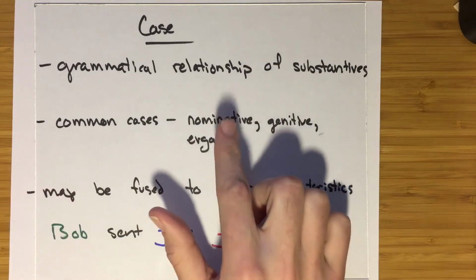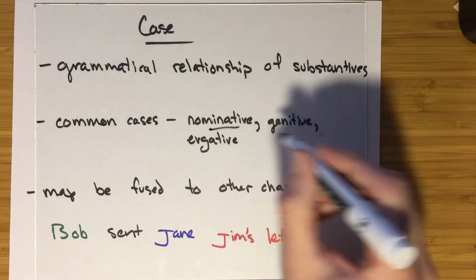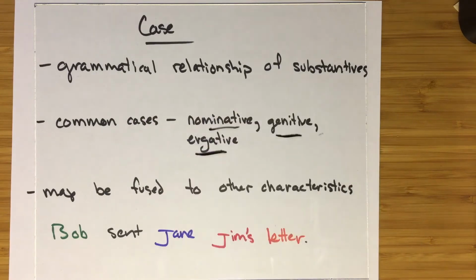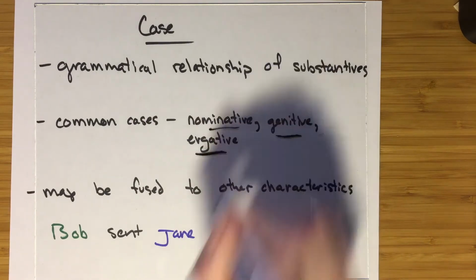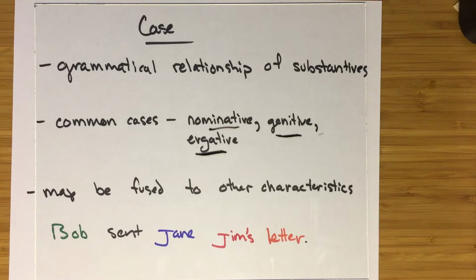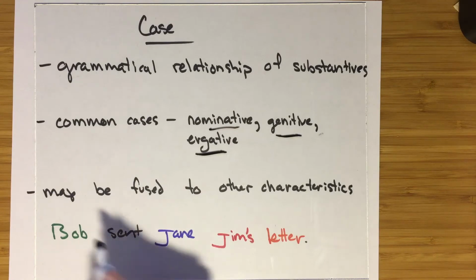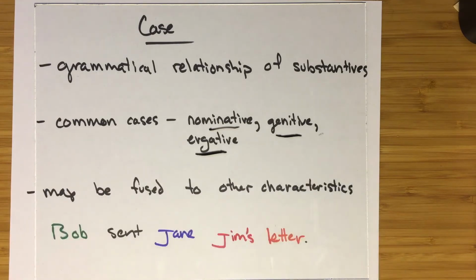Some common cases are nominative, genitive, and ergative. Usually nominative and ergative don't occur in the same language, but they're both somewhat common cases. They may be fused to other characteristics. So if you look for a case ending, it might give more information than just the case. That's pretty common in a lot of languages.